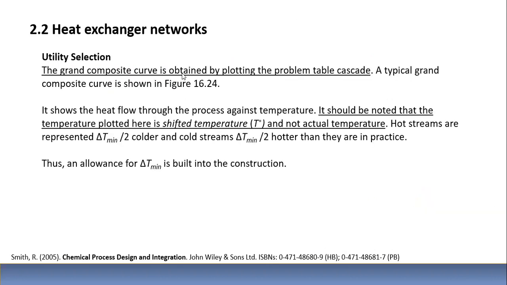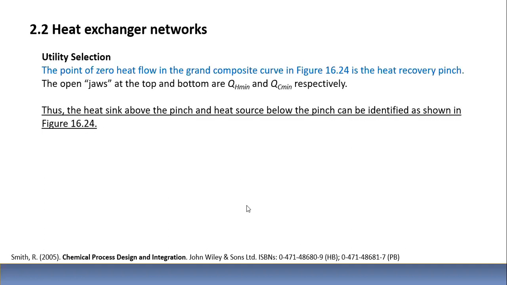The Grand Composite Curve is obtained by plotting the table cascade. It shows a heat flow through the process against temperature. It should be noted that the temperature plotted here is shifted temperature and not actual temperature. Hot streams are represented by delta T minimum divided by 2 colder, and cold streams by delta T minimum divided by 2 hotter than they are in practice. Thus, allowance for delta T minimum is built into the construction. The point of zero heat flow is a Grand Composite curve.